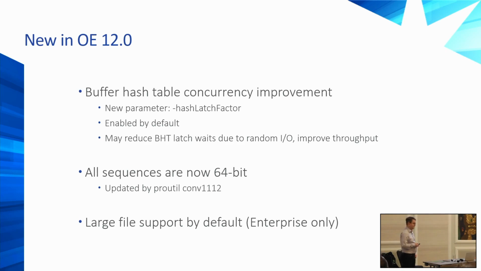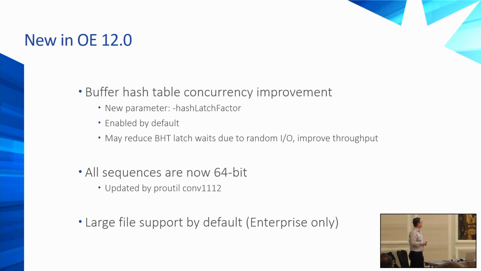Another enhancement here is -hash latch factor. It's hard to say, but easy to use. You really don't have to tune anything here, although there is a parameter for that if you want. And in a nutshell, it is a concurrency enhancement for the buffer hash table. So in the past, there was a fixed number of BHT latches, and now the number of them scales with the size of the BHT, which in turn scales with the size of your buffer pool.